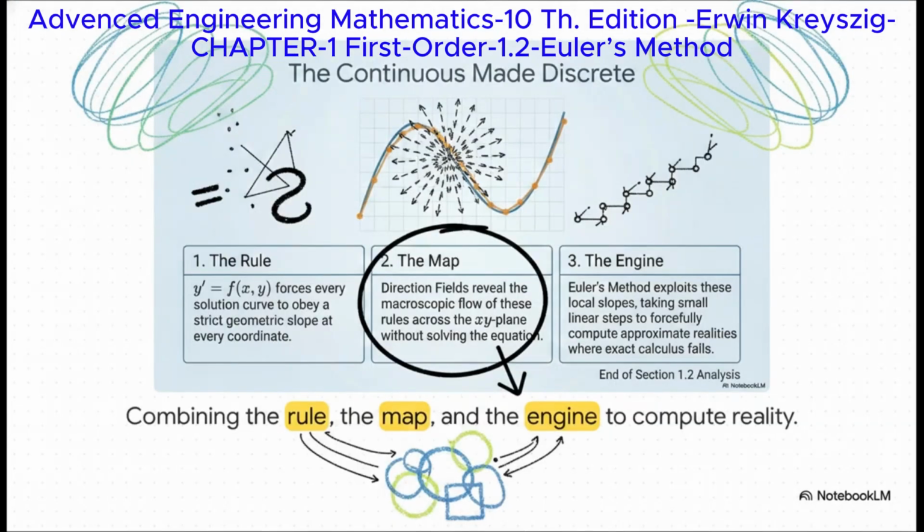To quickly recap what we've covered, we've learned how to turn the continuous into the discrete. We start with the rule, the core ODE equation. We transition to the map, using direction fields to see the macroscopic flow. And finally, we fire up the engine, using Euler's method to forcefully compute discrete steps when exact calculus just won't cut it.